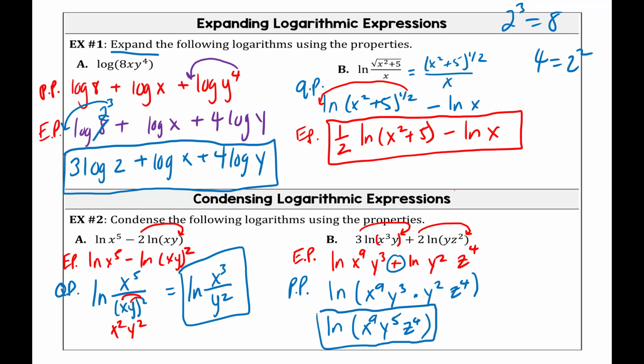Wait, but Miss Jones, whenever you say we're multiplying, like x to the 9th and y to the 3rd times y squared and z to the 4th, why wouldn't you multiply the powers 3 and 2? This is the product property of exponents. When you're multiplying two exponents with the same base, you're adding their powers. Why did we do that?